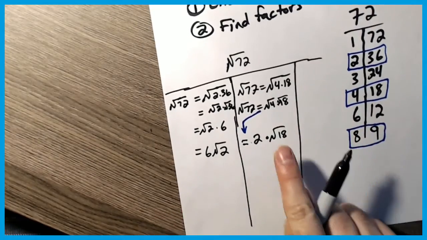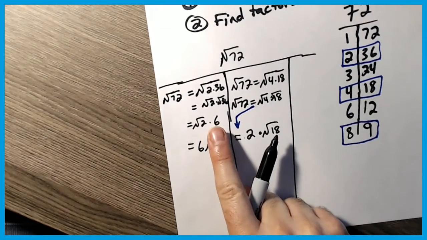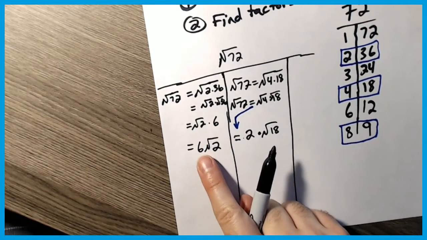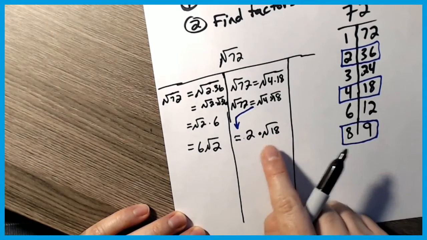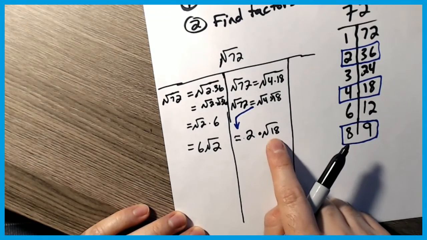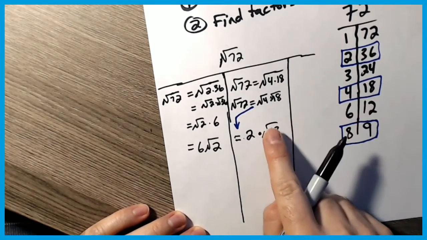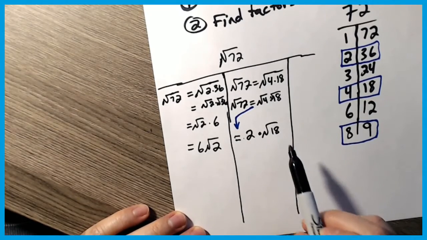And here's the issue. Over here, whenever we took the square root of the number that we found, we were basically done. You found 6, you had root 2, you were done. Here we're not, because you still have square root of 18, which is not simplified. So you'd have to do the same thing you did over here and find factors of 18. I'll save you that trouble though. Just think of the perfect squares that go into 18.